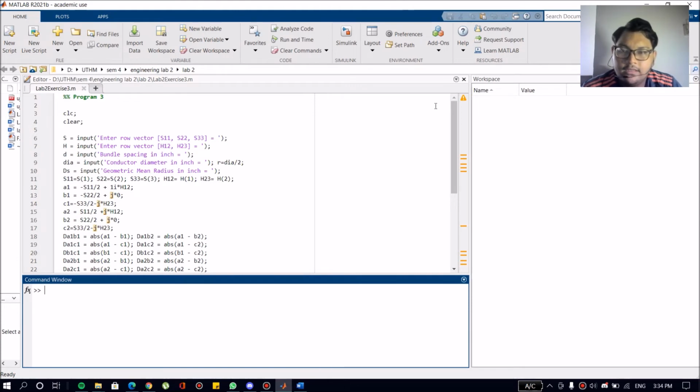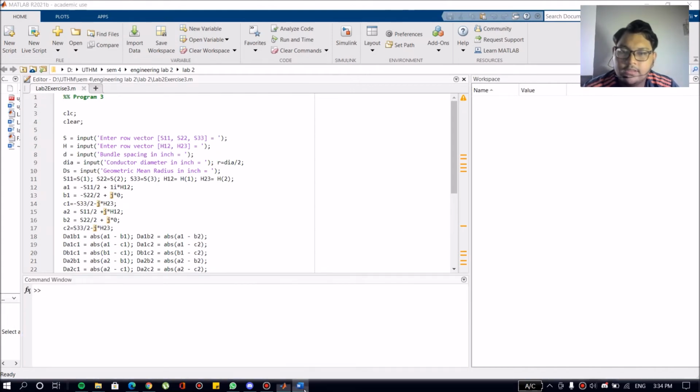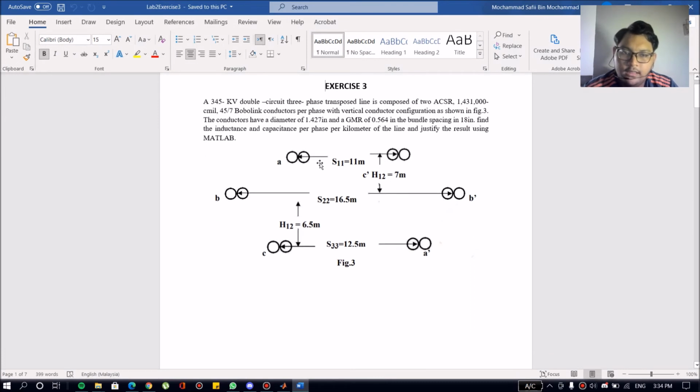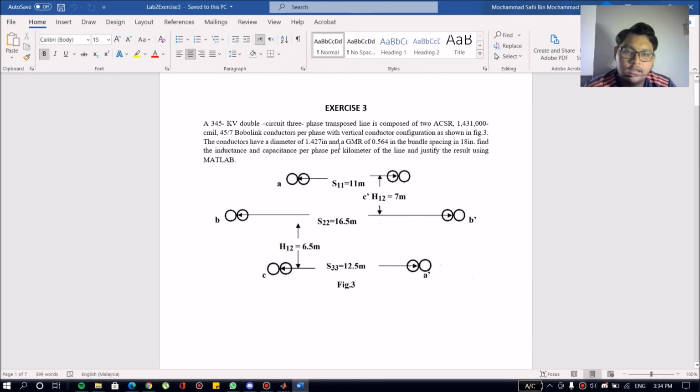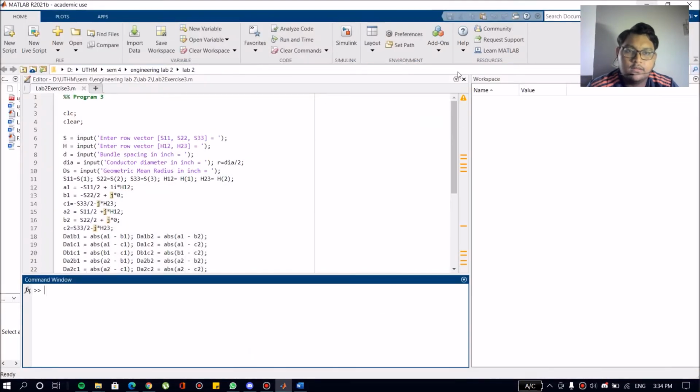Today I will be presenting a video for Lab 2, exercise number 3. First we check out the question. Here is the question for this lab work, exercise 3. So I will be presenting the simulation for this question. Here I have written the program script, which I have written as program 3. So I will run it.